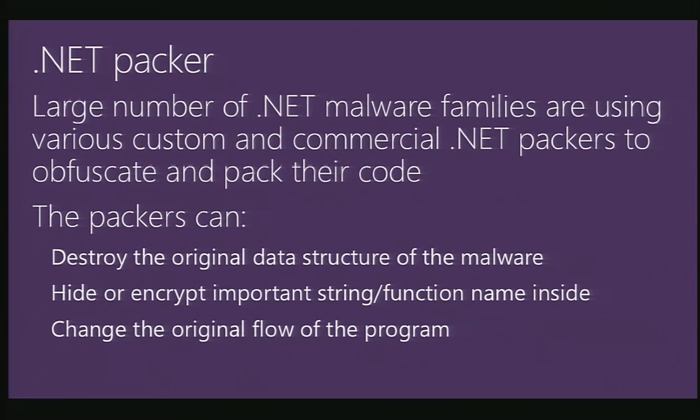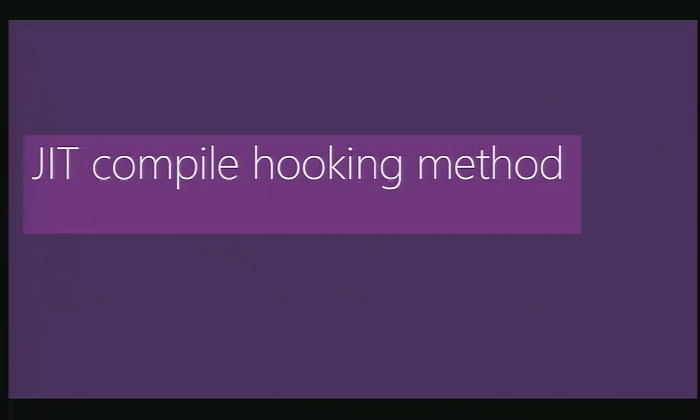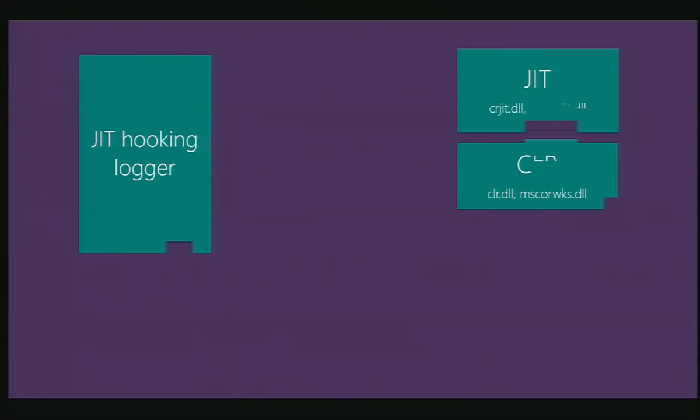And here comes the purpose of my project. My dynamic instrumentation framework is designed to get rid of the bad effects brought by these packers and to retrieve .NET internal function information during its runtime. For this purpose, I made two different attempts at implementation, and I would like to share them with you. The first attempt is a JIT compile hooking method, with some reverse engineering of the .NET platform. The infrastructure goes like this.